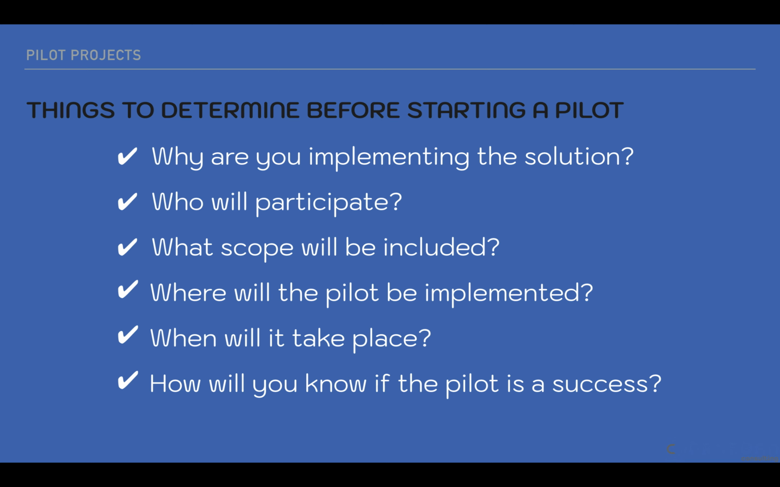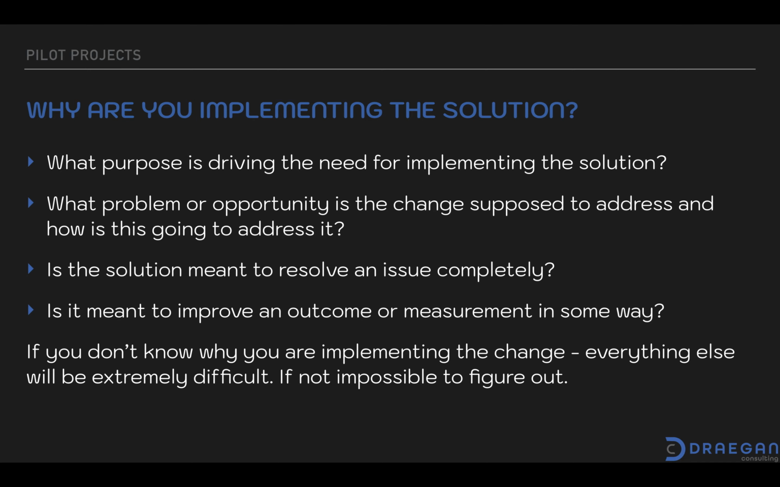So here is a checklist using the 5 W's and an H on what you need to determine before you start a pilot. So how you actually decide sort of what the parameters of the pilot are going to be and what it is that you're going to roll out as the pilot framework. So first, why are you implementing the solution? Who's going to participate? What scope are you going to include? Where will the pilot be implemented? When is it going to take place? And how do you know if it's going to be a success? So let's dive a little bit deeper into each of these.